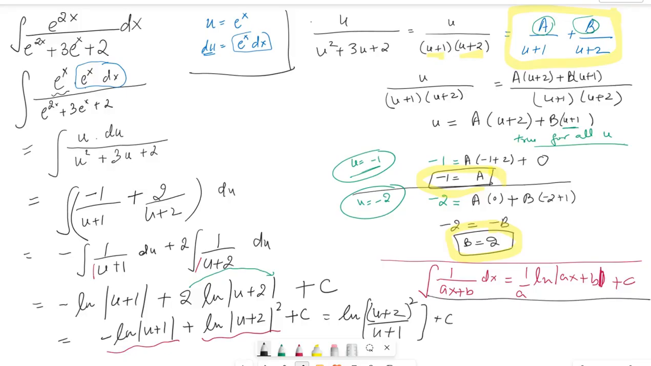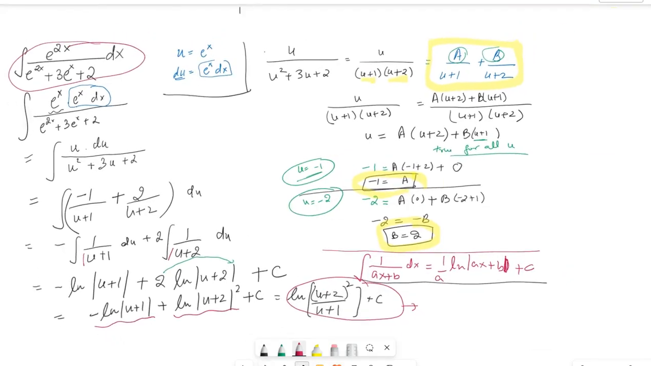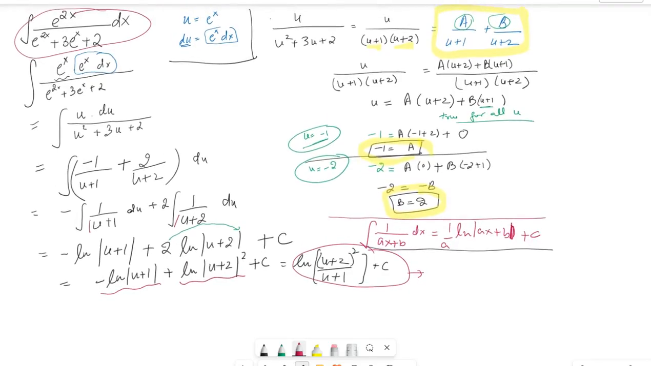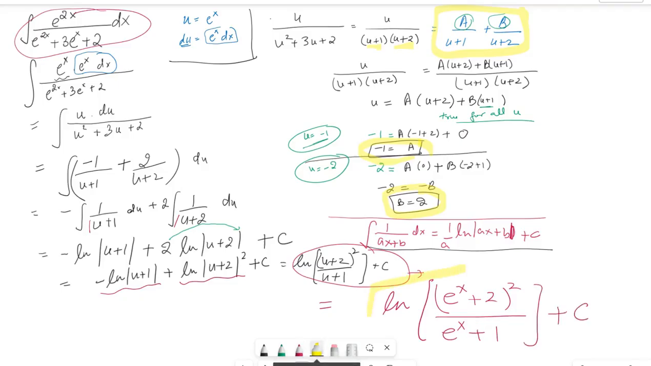We are almost done, but notice in the starting, the question was in terms of x. This is in terms of u. So you do need to write your final answer in terms of e^x. So replace u back with e^x. This should be your final answer.